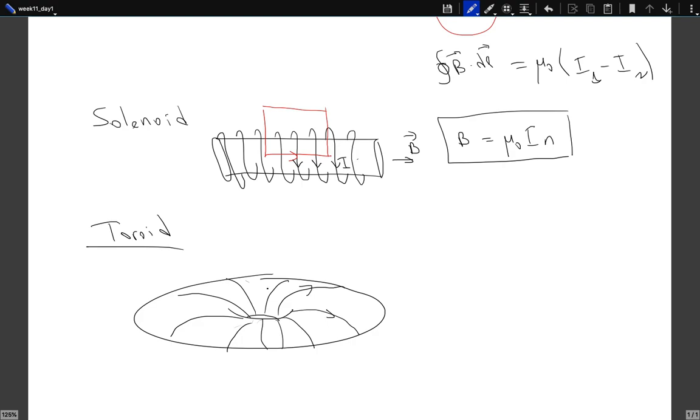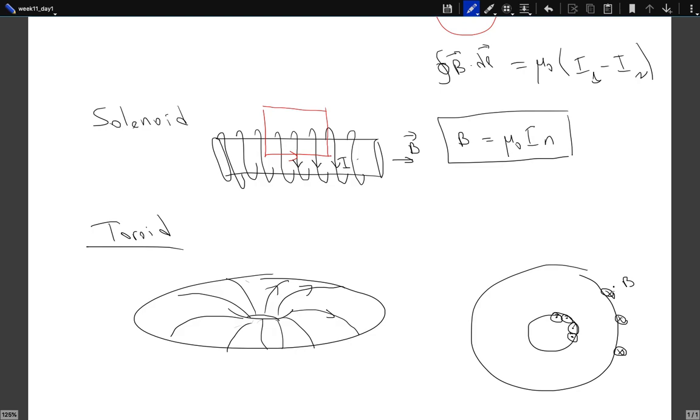Let's say the current is running in this direction around this torus. If you look at it from the top, this is what you will see. Let's say the current is into the screen on the outer edge and out of the screen on the inner edge. What will be the direction of the magnetic field in this case? Clockwise or counterclockwise?